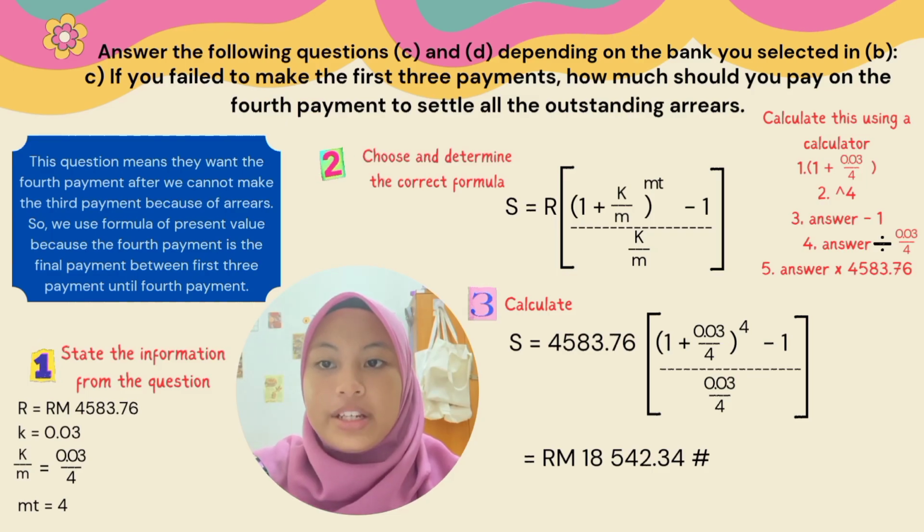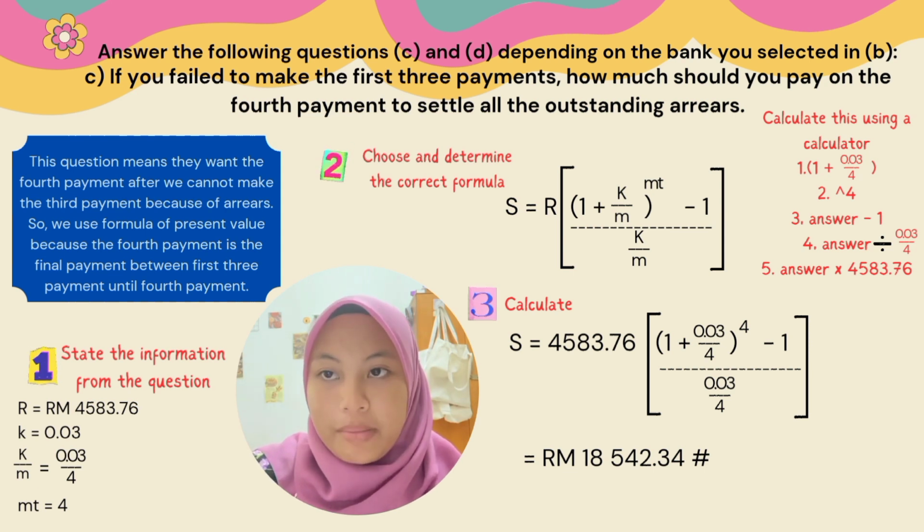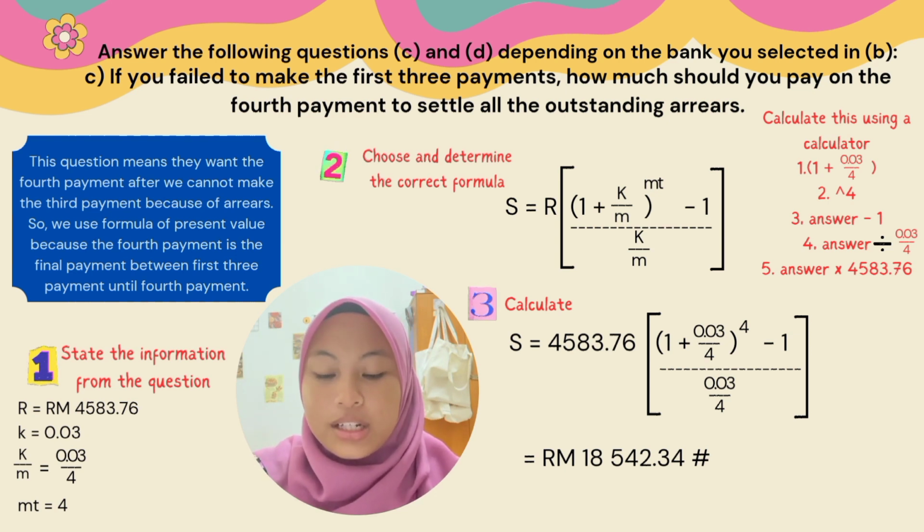Question C. If you fail to make the first 3 payments, how much should you pay on the 4th payment to settle all the outstanding arrears? This question means they want the 4th payment after we can't make the 3 payments because of arrears. So we use the formula S equal to R, open the bracket, open bracket, 1 plus k over m, close the bracket, to the power of mt minus 1, divide by k over m, close the bracket.